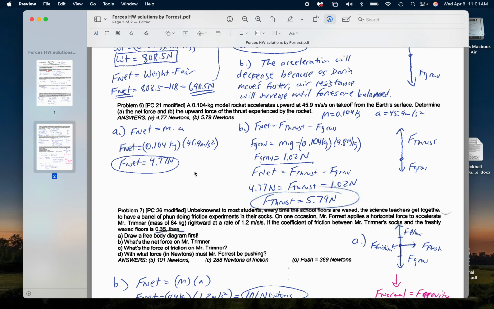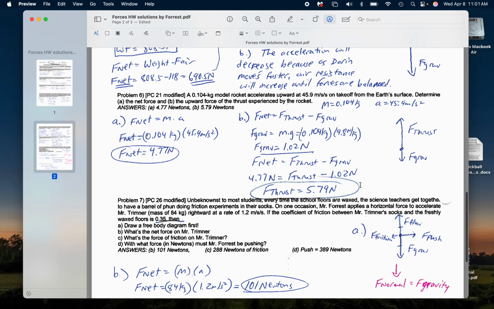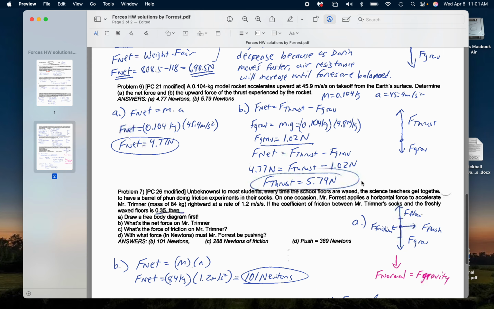But now, to find the force of the thrust, I need to think about the fact that that net force is equal to the thrust minus the gravitational force. So, gravitational force is just m times g. We've seen that a bunch of times now. So 0.104 kilograms times 9.8 newtons per kilogram, that's 1.02 newtons down. So the net force, which is 4.77, is equal to the thrust pointing up minus 1.02 newtons of gravity down. So the thrust is 5.79 newtons.